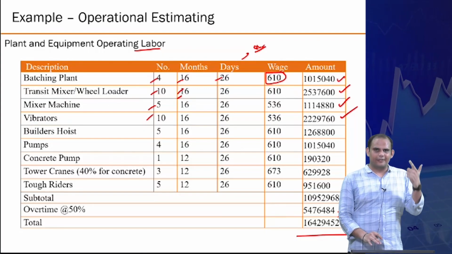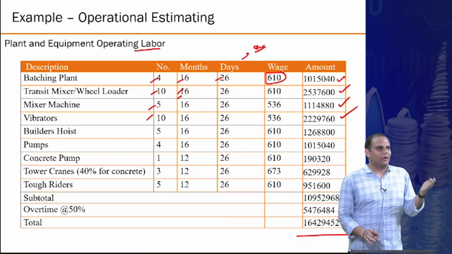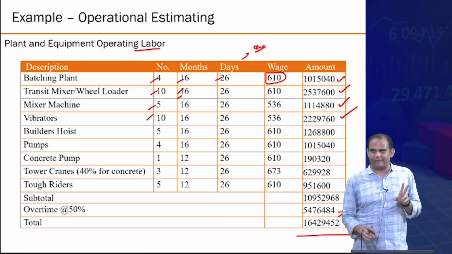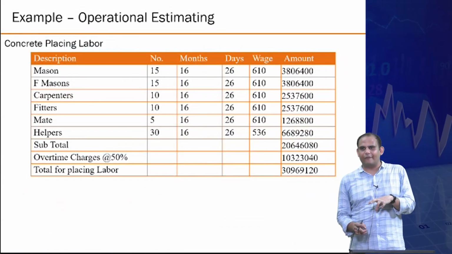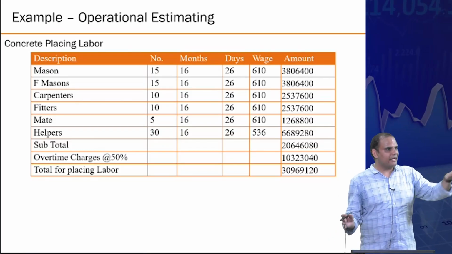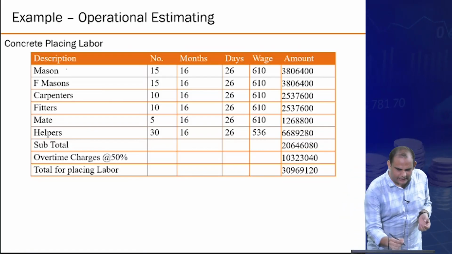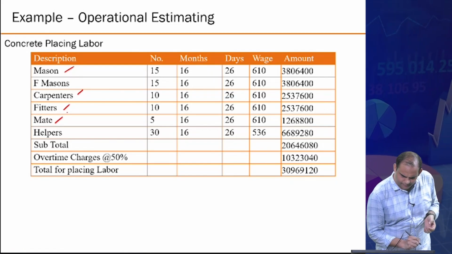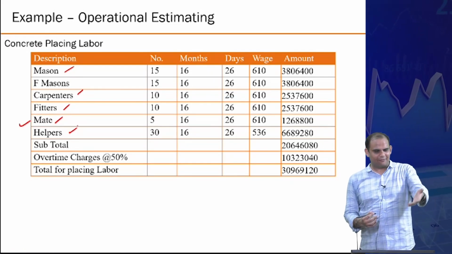So far we have covered the number of equipment, leasing, oil and power, and people to operate that machinery. But this is not the full picture. Labor is also required for the actual concreting activity. This is just the machinery and machinery operation, but you need people to actually do the concreting work. That is, you need masons, carpenters, fitters, mates, helpers and all. I have to check exactly what this is.